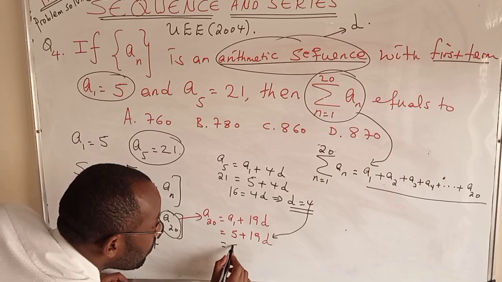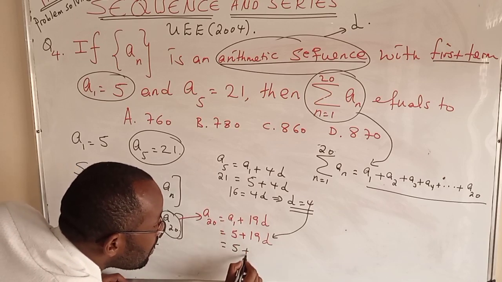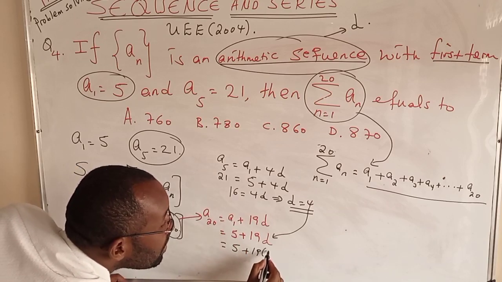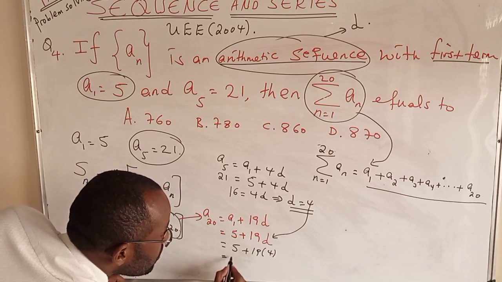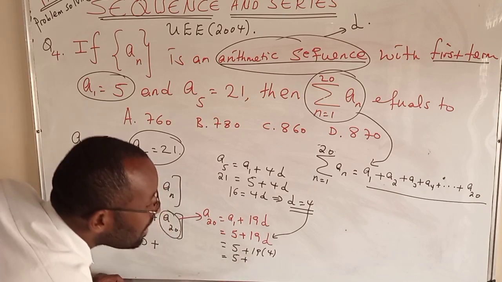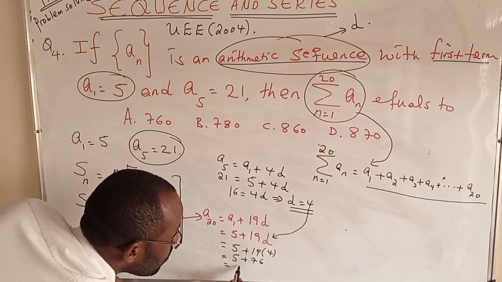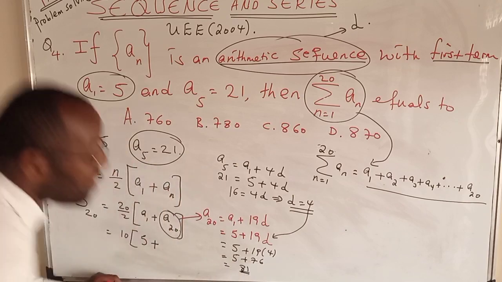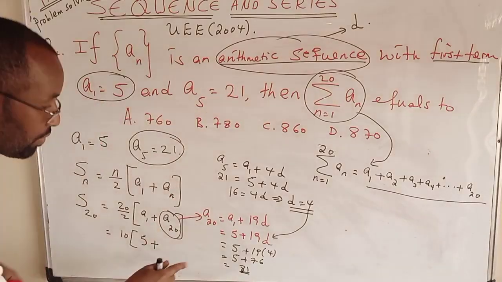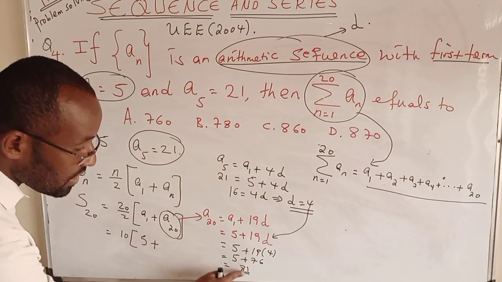Now what do we get? Here is 5, our first term, plus 19 times the common difference, which is 4. So this is equal to 5 plus 19 times 4, which is 76. So you get 81. This is not our final answer, but it is the value of the 20th term.